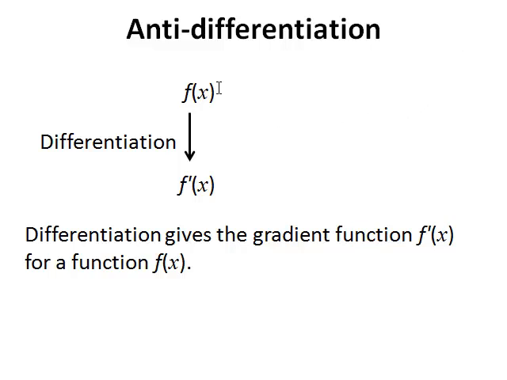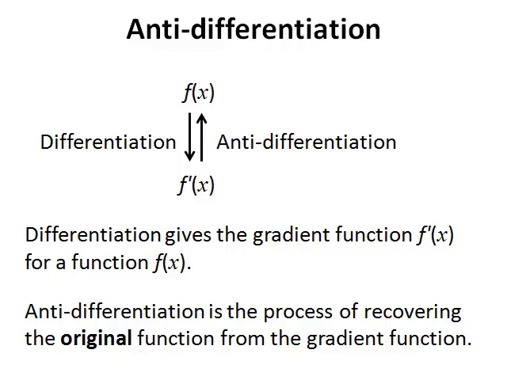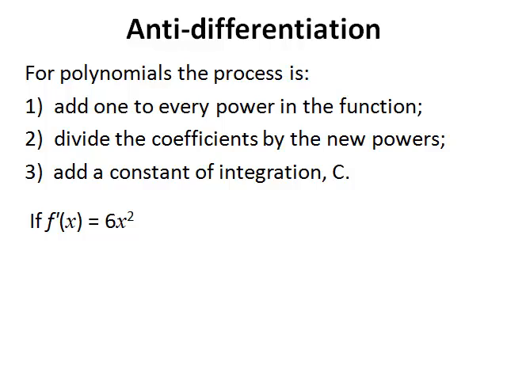Differentiation is the process whereby we went from a function to a gradient function. Anti-differentiation is the reverse. We take our gradient function and we get back the original function. For polynomials, which is all you need this year, the process is exactly the opposite of what we did for differentiation. Instead of taking away a power, we add to it. Instead of multiplying by the power to the coefficient in front, we divide, and we have to add in a constant of integration.